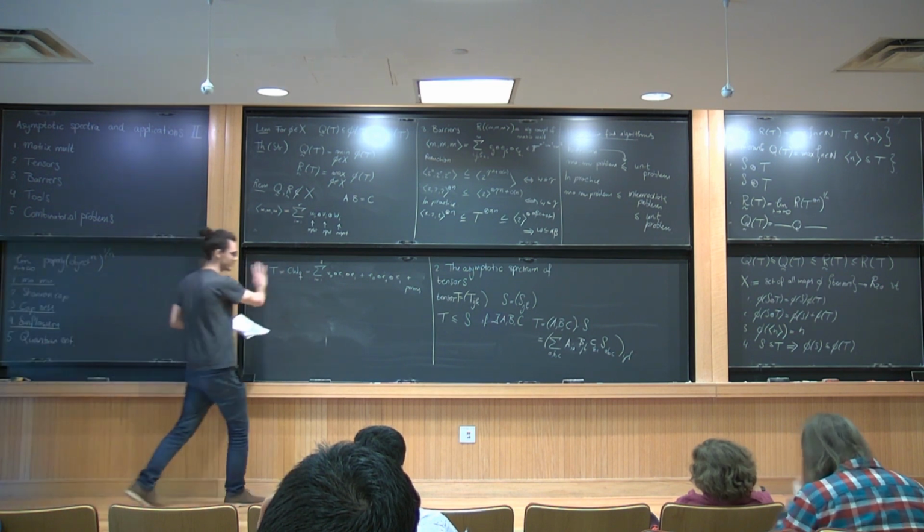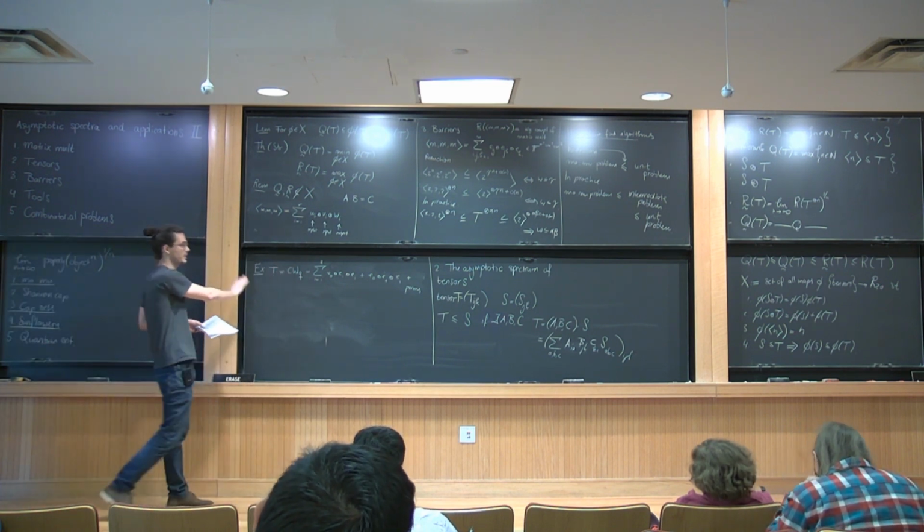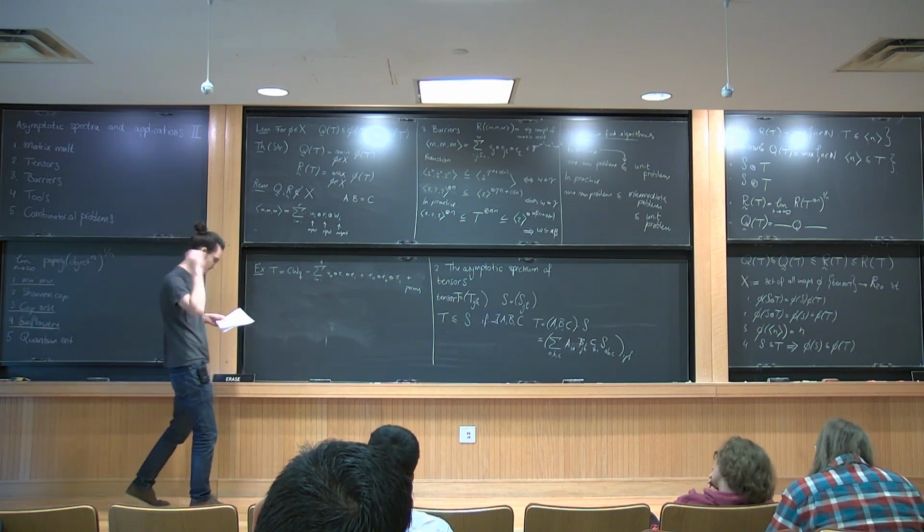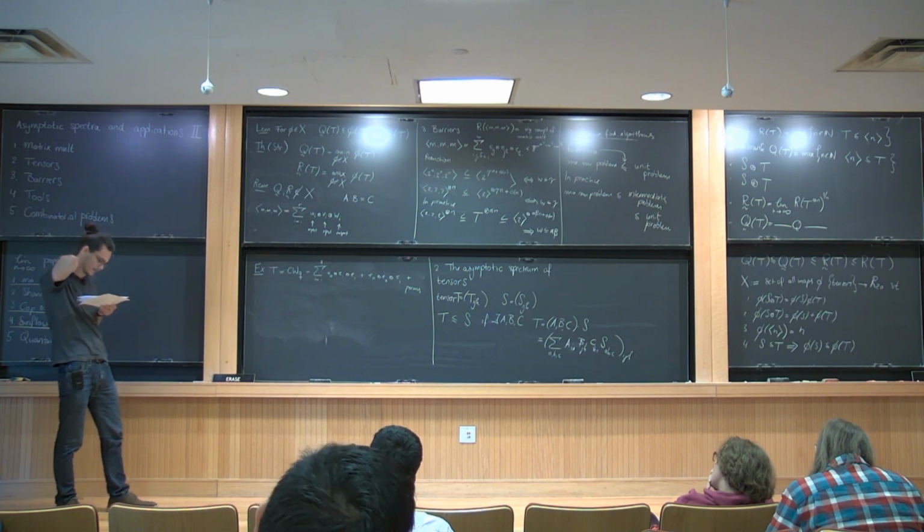So this is the guy that's used in the best upper bounds, the guy that's used to get omega at most 2.37. I'm not going to explain how we do this. I just want you to believe that this is the guy.